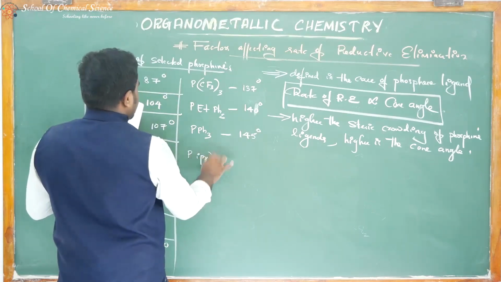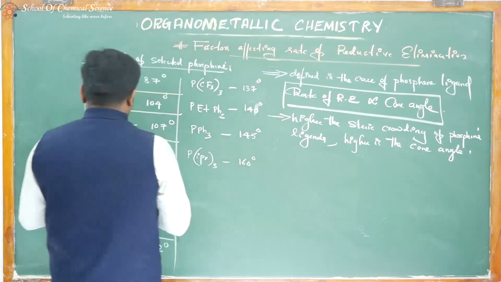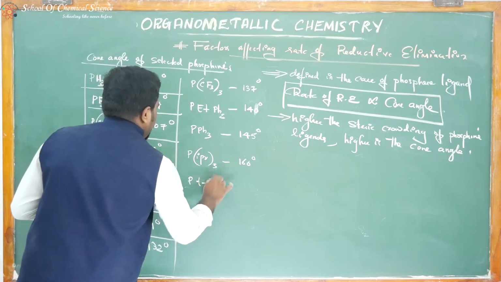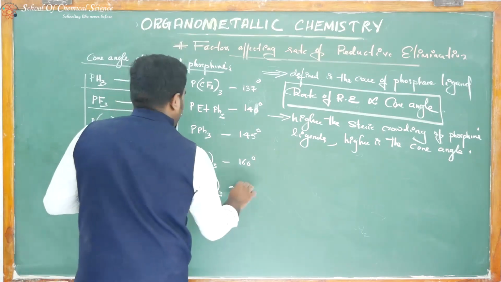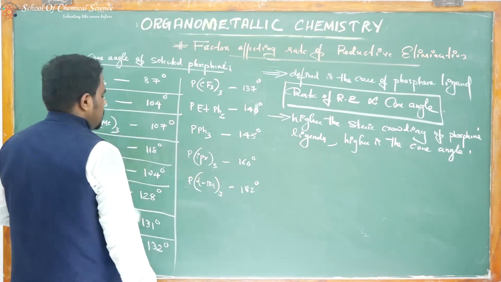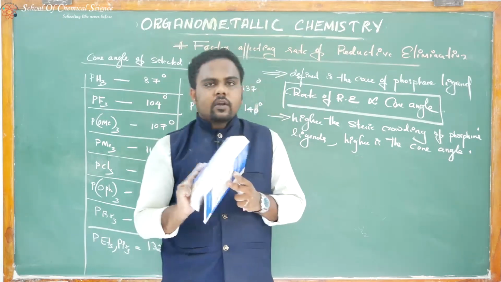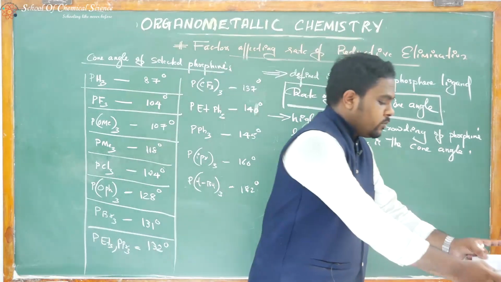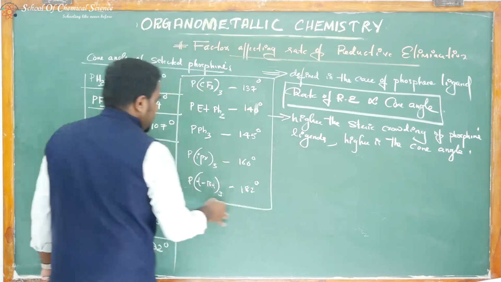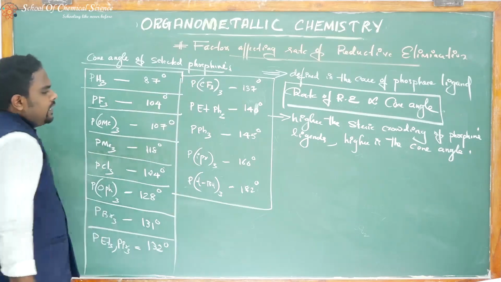Isopropyl, P(iPr)3, 160 degree. Tertiary butyl, P(tBu)3, 182 degree. So these are some popular cone angles given in organometallic chemistry, B.D. Gupta. Now you can compare the steric crowding offered by the selected phosphine ligands.